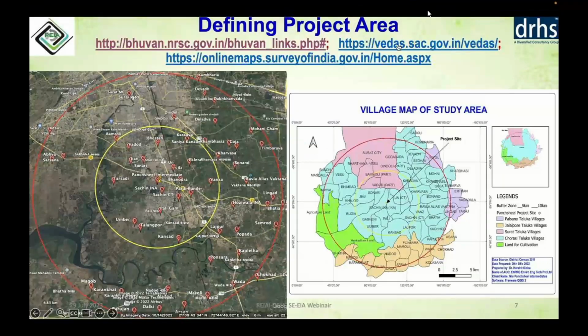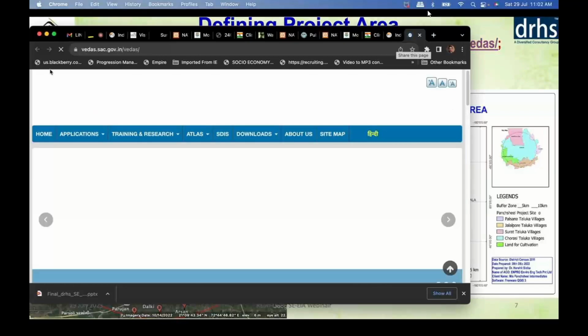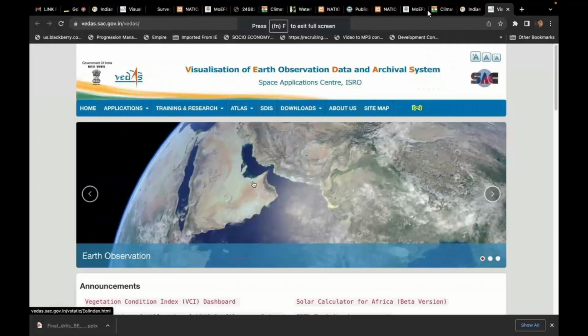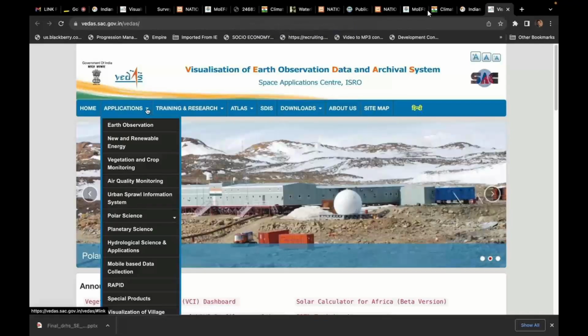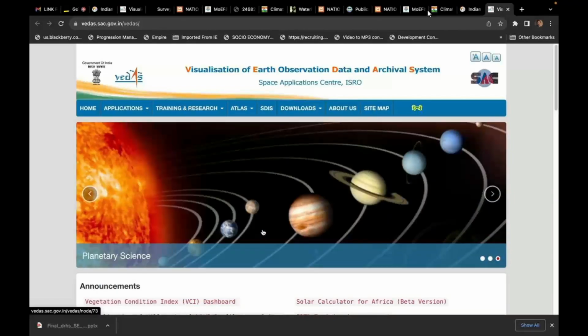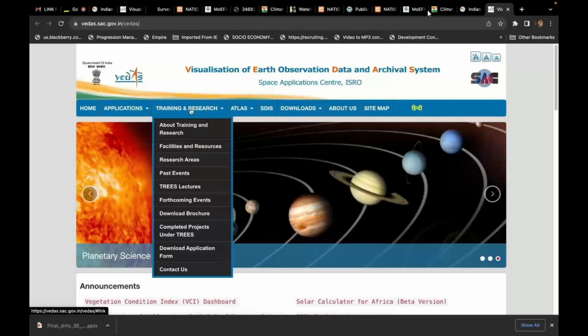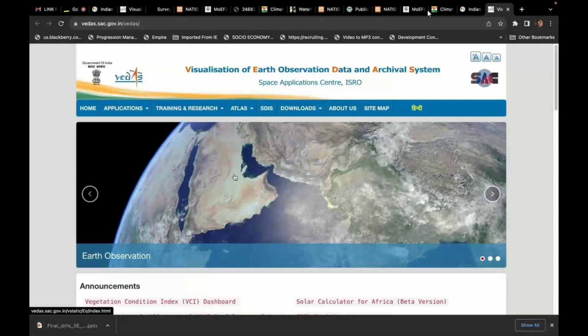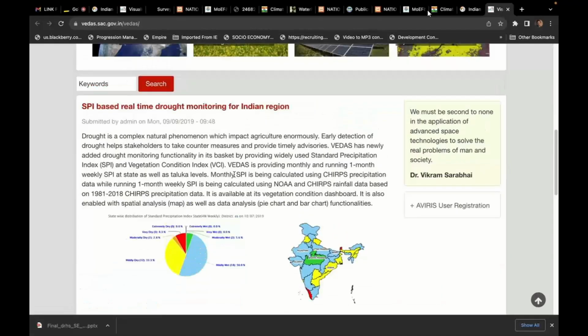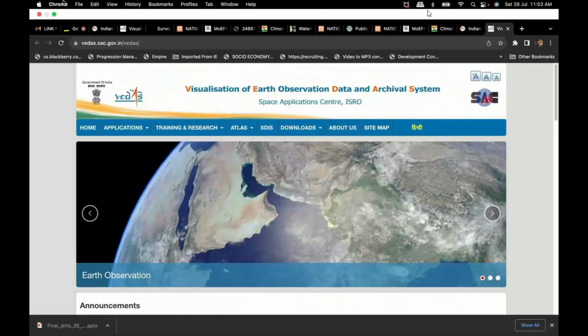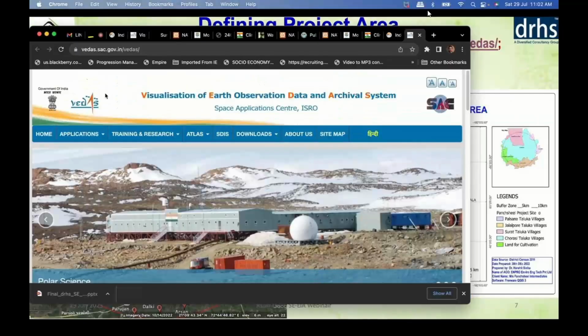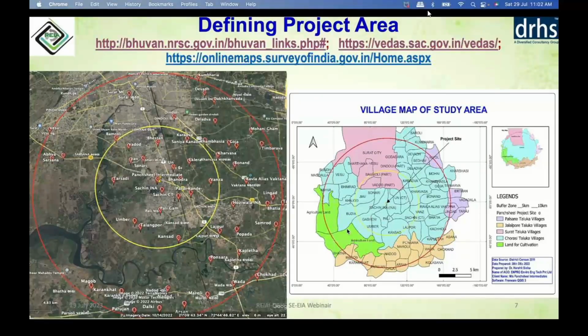Second thing is, in order to relate data in impact assessment, agriculture and all that, even in the land use, people can take the entire data of air quality monitoring, vegetation, crop, polar science, planetary, hydrology, geology. Everything is given by the government free of cost. You have to just register, have a small training with them, and then you can fetch the data the way you want to interpret in your report. So this is also one of the sources where you can get free data on the physical features.